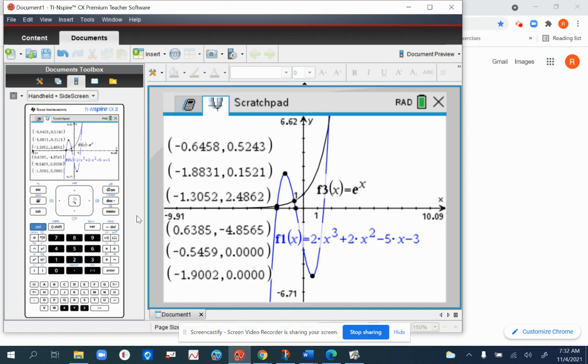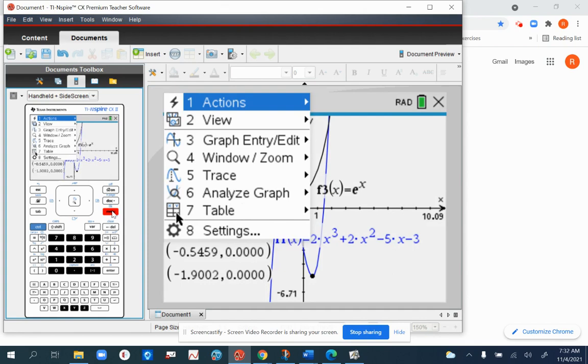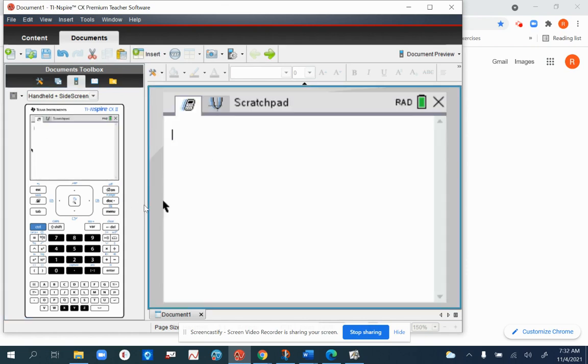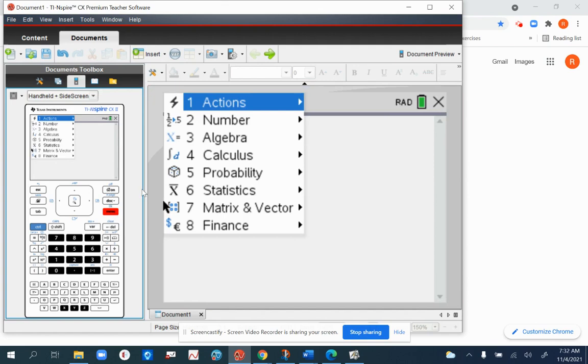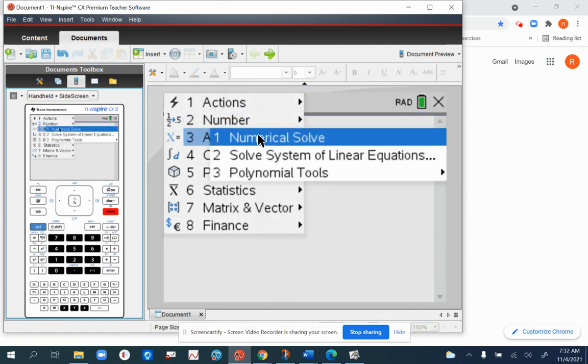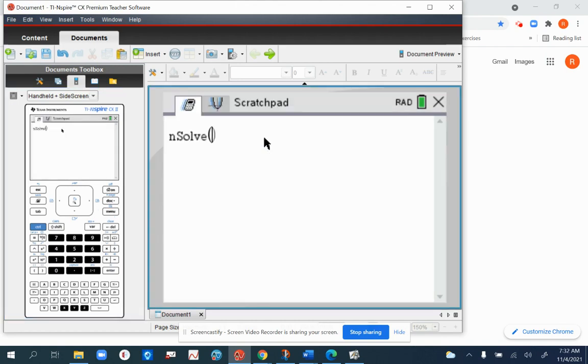Right, let's look at NSolve then. And I'll probably use the same equation, bizarrely. And we see which one of these values we get. So in order to use NSolve, we're going to go back to on, and we're going to go to calculate, I believe, and then menu, and then algebra, numerical solve. So numerical solve. And we just type it in.